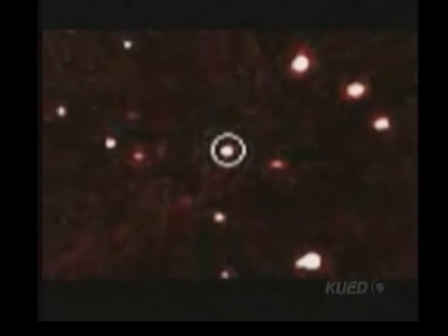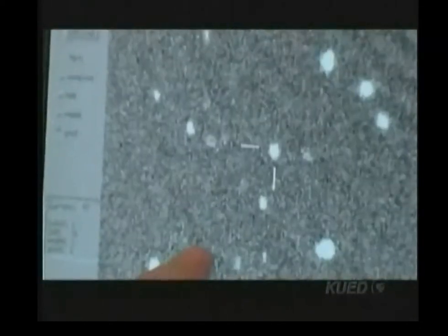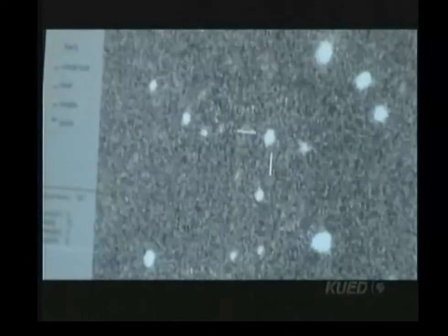And it will stay 2003 UB313 until the International Astronomical Union officially decides that this is indeed a planet, which, by the way, they have not done. They're not even close. We're in committee limbo, international committee limbo, which is about the worst possible place you could imagine being.